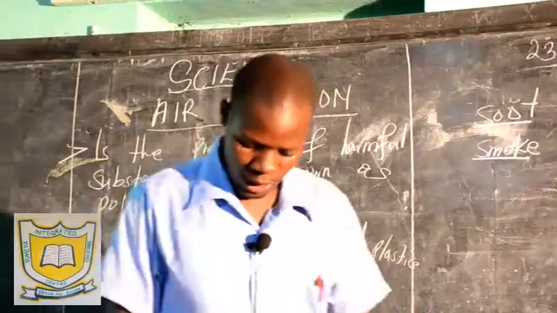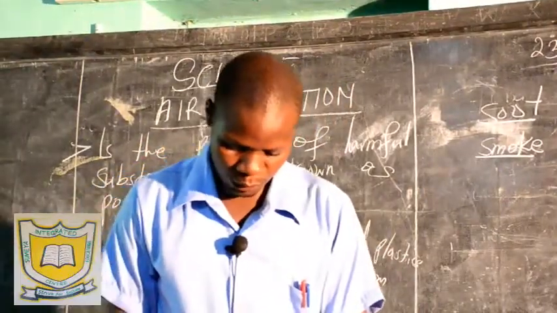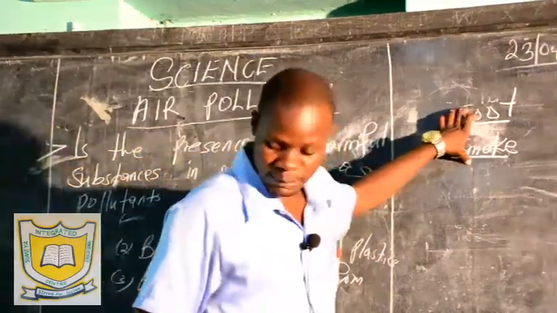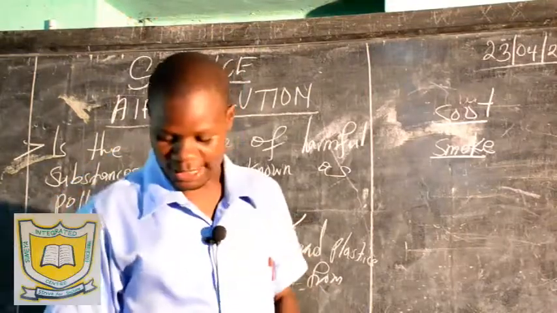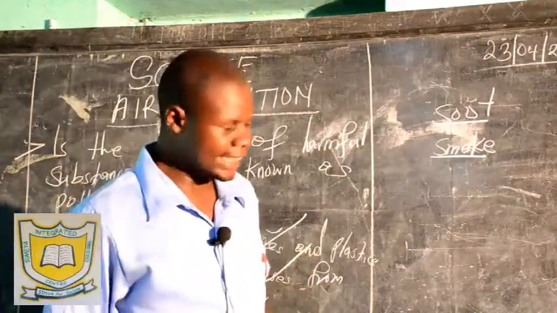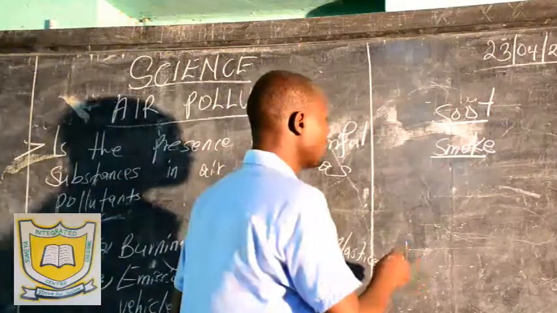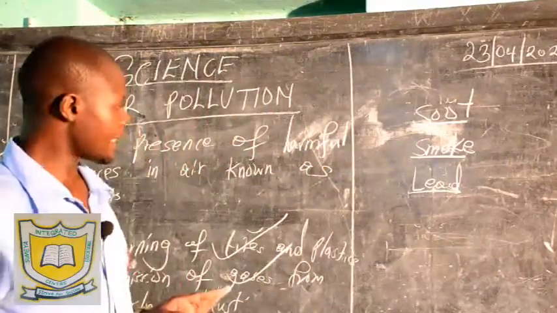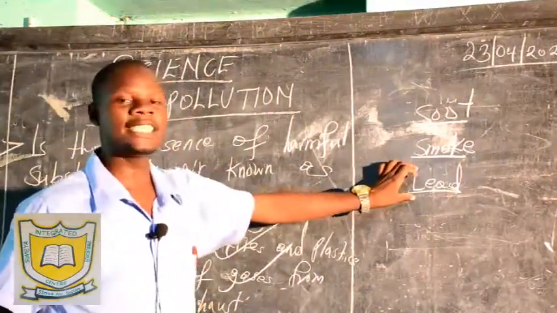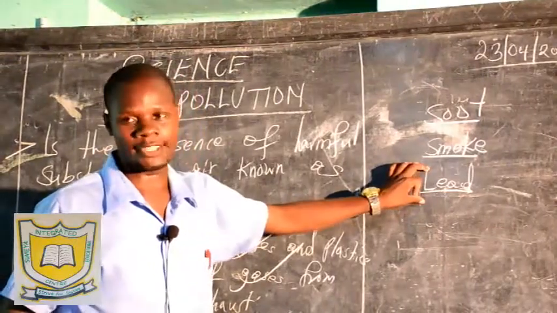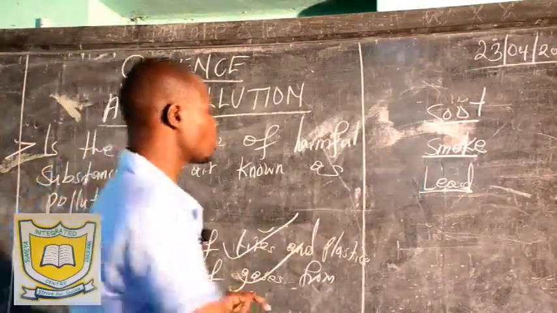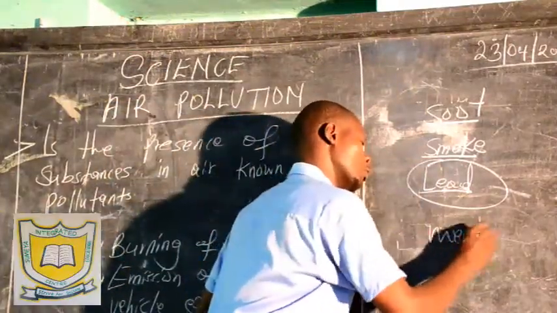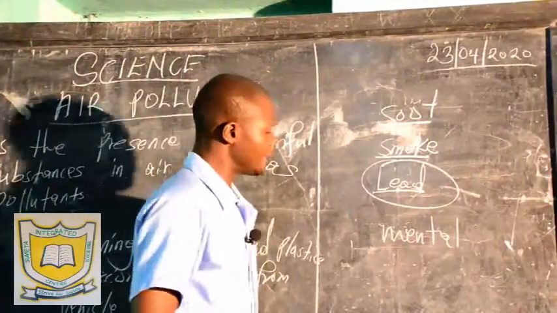And in that smoke produced by vehicle exhaust there is carbon dioxide and also carbon monoxide. They are very dangerous when inhaled. It also produces a metal known as lead, which is very dangerous to human health. More so in children, it can cause mental problems and affect physical growth.